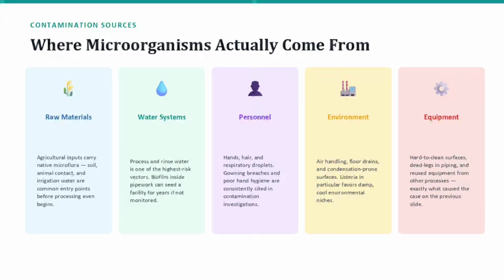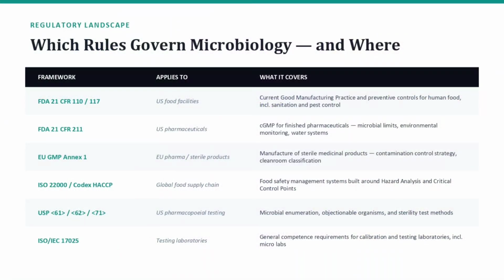Environment. Air handling systems, floor drains, and any surface prone to condensation. Listeria in particular favors exactly these damp, cool environmental niches, which is exactly what happened in the case we just discussed. And equipment. Hard to clean surfaces, dead legs in piping, and reused equipment brought in from another process. This is exactly what caused the case on the previous slide, and it is worth remembering because it comes up constantly. You do not need to memorize a textbook definition of any of these. You need to be able to walk into a facility and immediately think through all 5. Every single time.